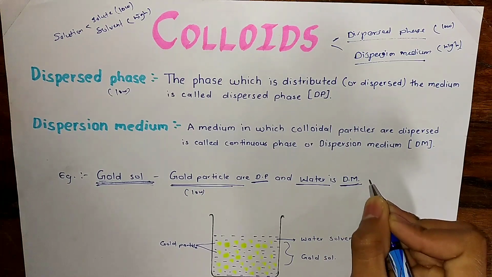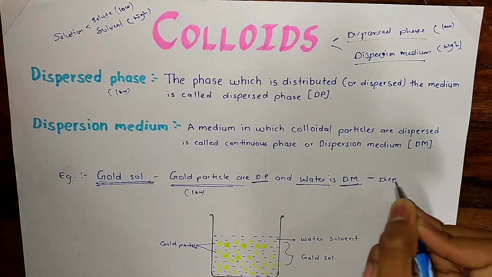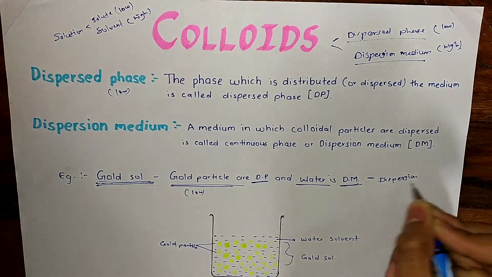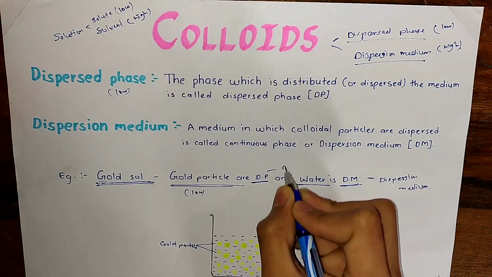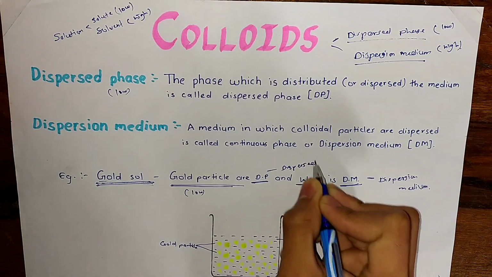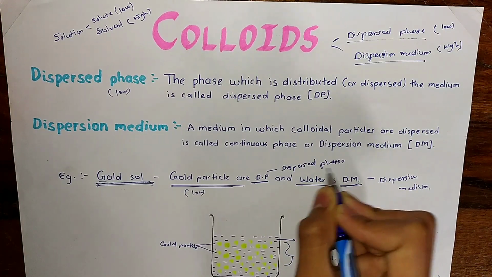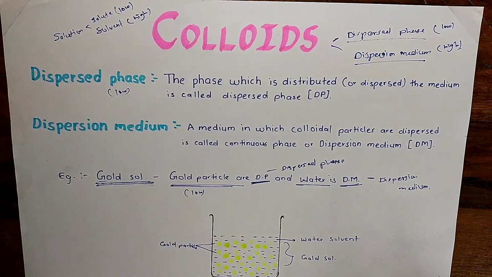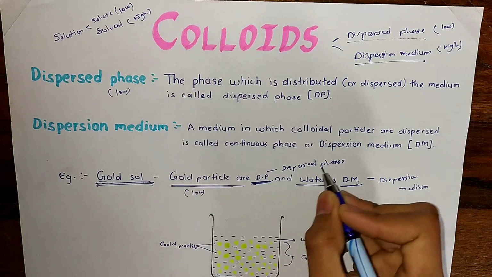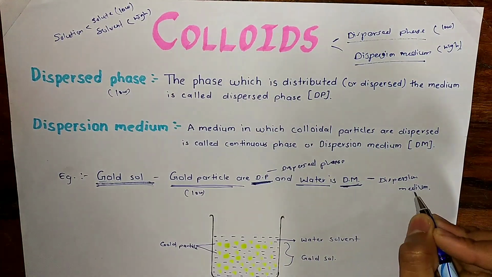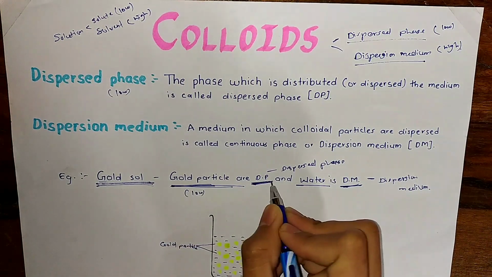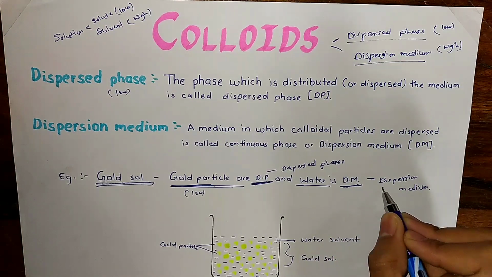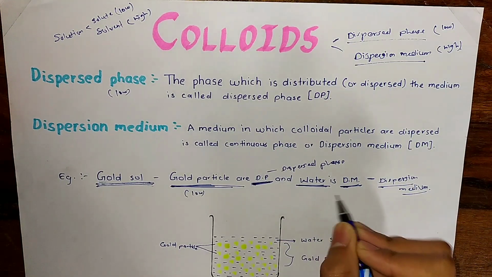Here DM means dispersion medium, and here DP means dispersed phase. It is not like the SDP we use in WhatsApp, that's different. Here DP means dispersed phase and DM means dispersion medium. Gold particles are the dispersed phase, and water is the dispersion medium.